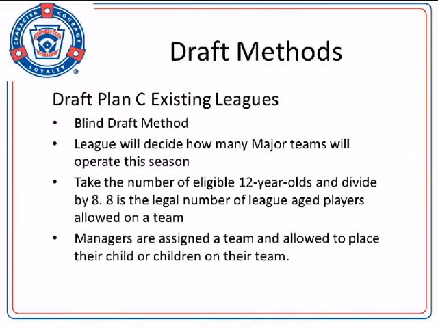Draft Plan C for existing leagues. Blind draft method. League will decide how many major teams will operate this season. Take the number of eligible 12-year-olds and divide by 8. 8 is the legal number of league-age players allowed on a team. Managers are assigned a team and allowed to place their child or children on their team.